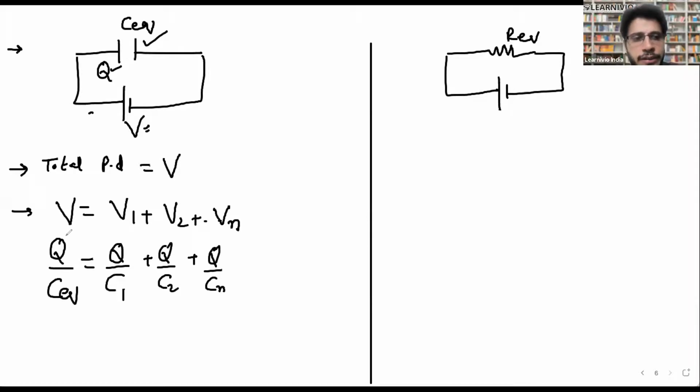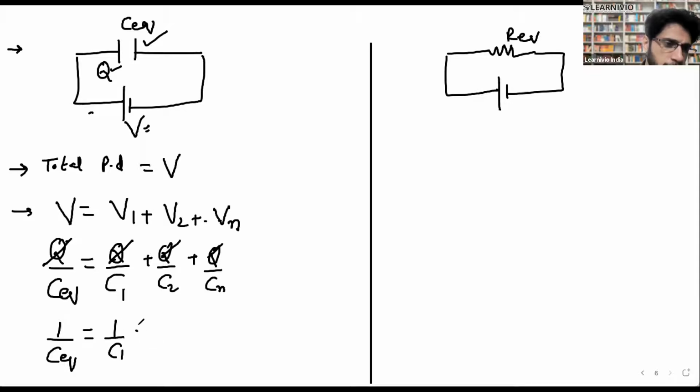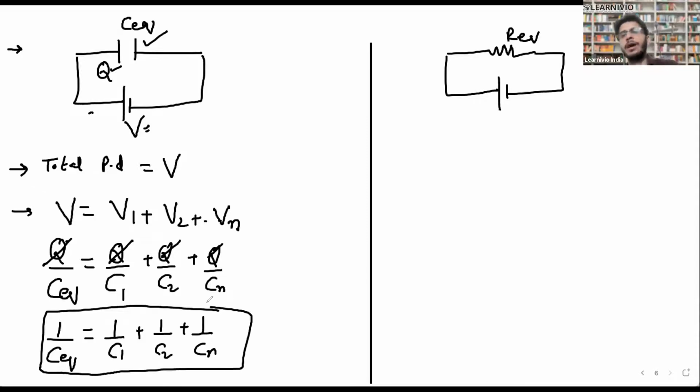Then you can see Q gets cancelled out from both sides, and you are left with 1 by C equivalent is 1 by C1 plus 1 by C2 up to 1 by Cn. This is how we calculate equivalent capacitance if capacitors are connected in series.